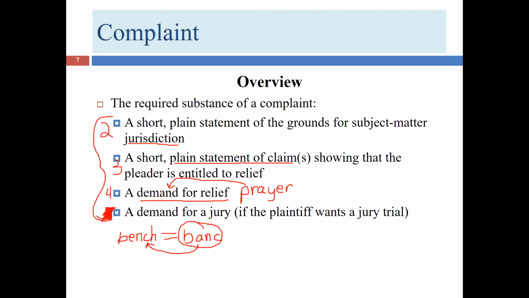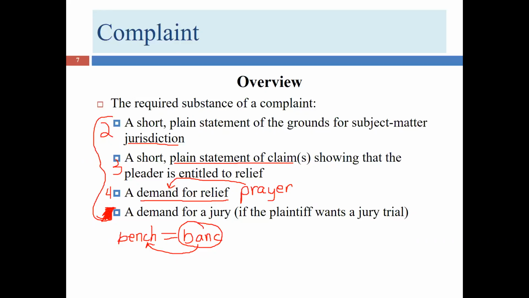Judges really don't sit on benches. That doesn't sound very comfortable, does it? They have very comfortable chairs. Don't worry about them. They're going to be fine. But that's why we call it the bench where the judge sits. So if we say we have a bench trial, the trier of fact is not a jury. In fact, there will be no jury. There will just be a judge.